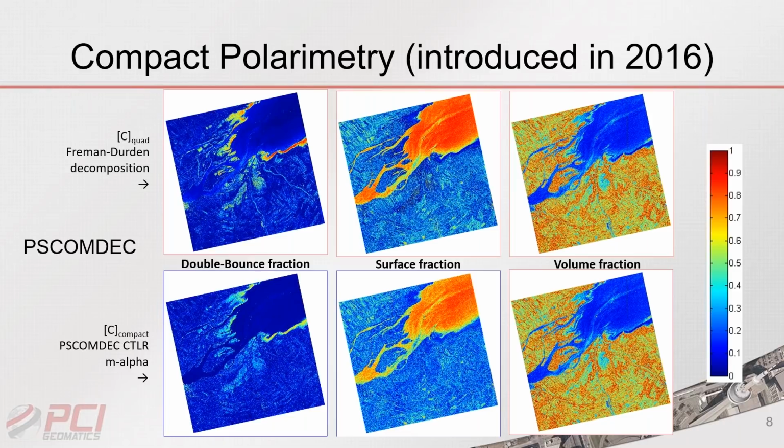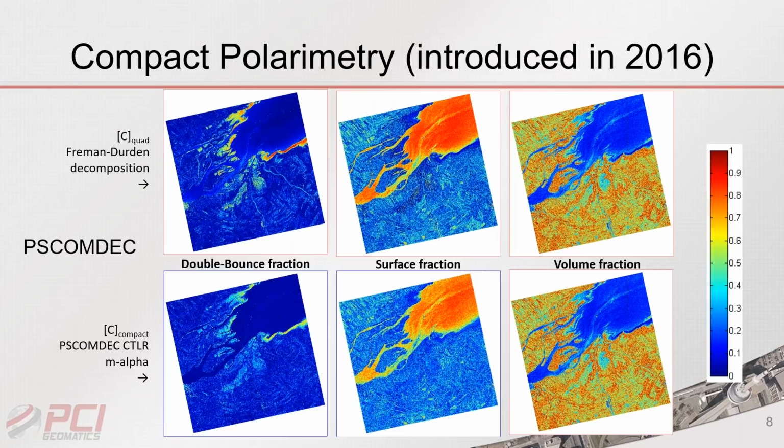So what this graph is showing is basically a full polarimetric data set, a full quad pol data set on the top, and some different products. So Freeman-Durden decomposition, highlighting double bounce, surface reflection and volume reflection. And on the bottom, we have a simulated RADARSAT Constellation mission product that we can generate in Geomatica.